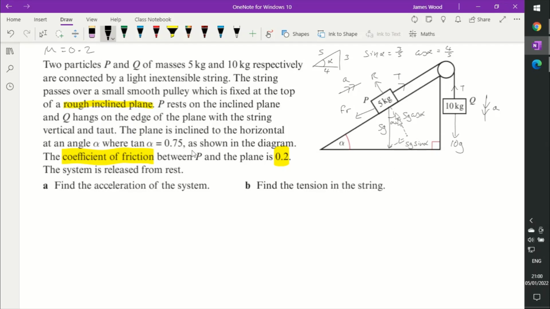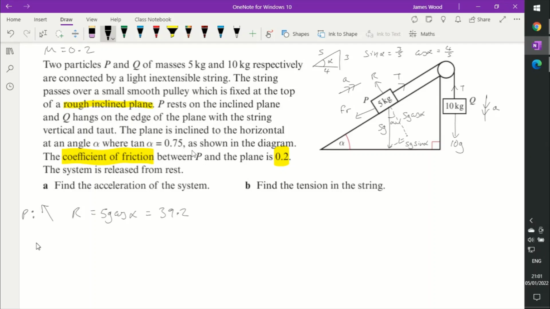So the first thing to do is probably to work out friction. Whenever we've got friction involved, it's always a good idea to try and work that out first, or at least get an expression for it. So we need to resolve just for particle P and perpendicular to the slope. So that's going to give me R equals 5g cos alpha. Or I could write it as 5g times 4/5. So 5 times 9.8 times 4/5. So that gives me 39.2.